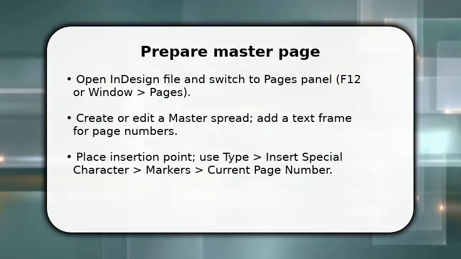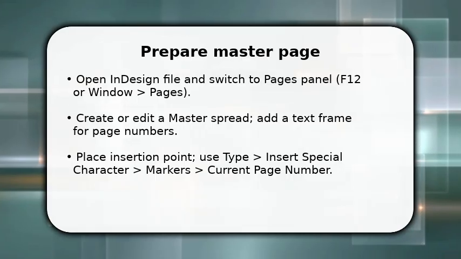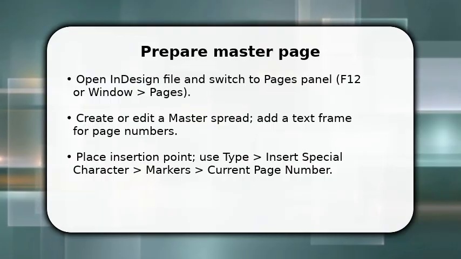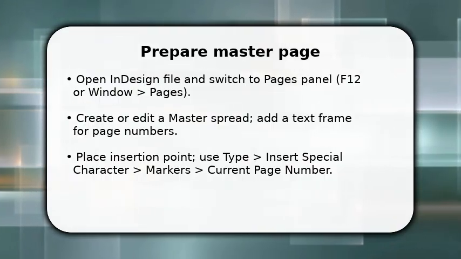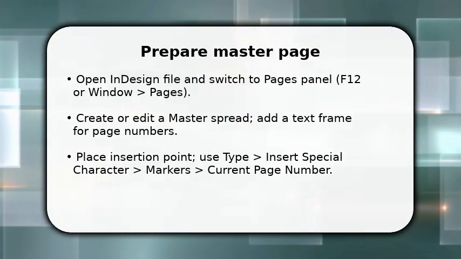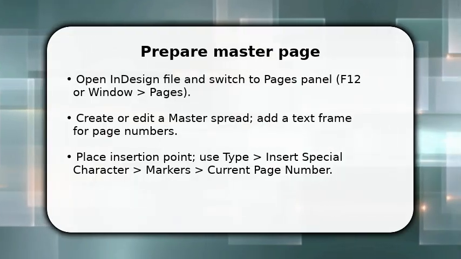You begin on the master page because that's where automated numbering lives. Open the Pages panel, double-click the master you want, and draw a small text frame where numbers should appear. With the Type tool inside that box, choose Type, Insert Special Character, Markers, Current Page Number.